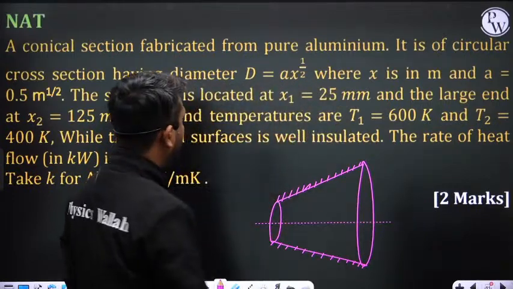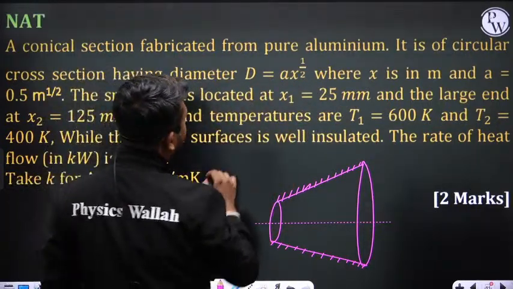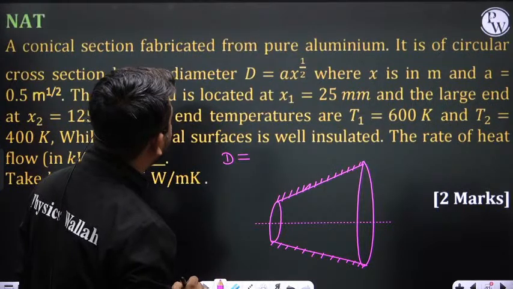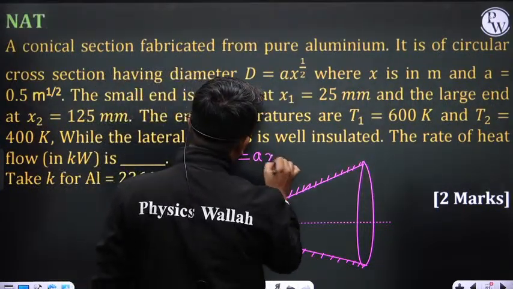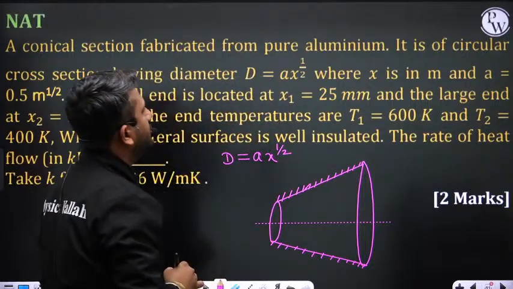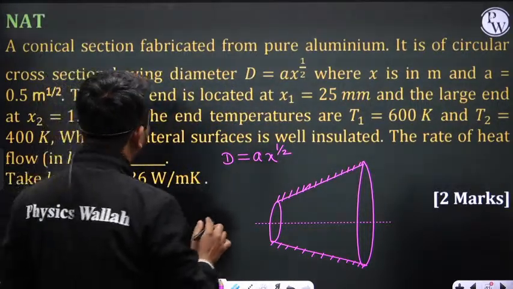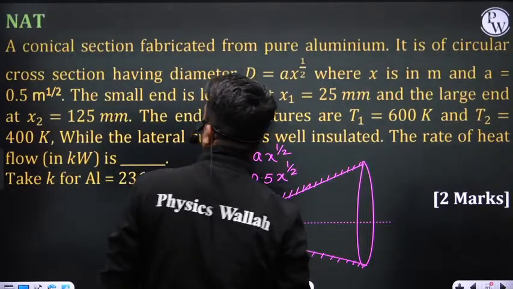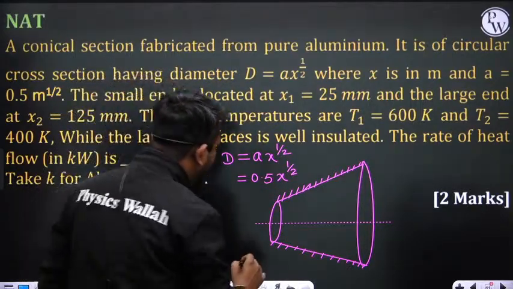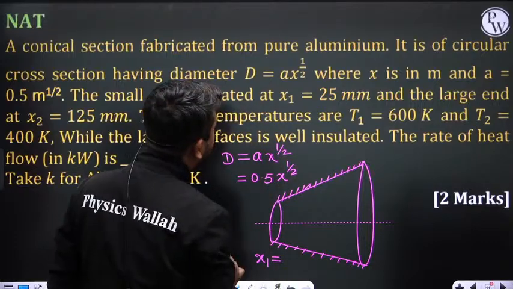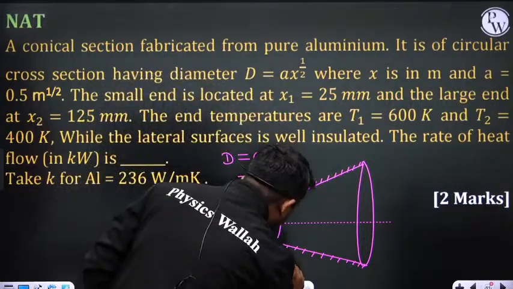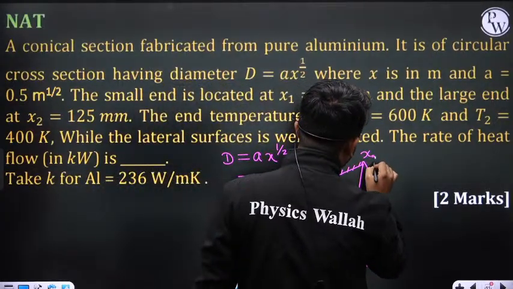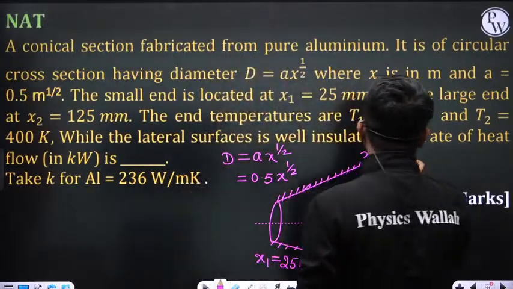This is the center line. Okay. Now see here the diameter changes with respect to x, and the dependency of diameter with x is d is equal to a x to the power 1 by 2, where x is in meter and the value of a is also given. So you can say this is 0.5 x to the power 1 by 2, correct. The small end is located at x1 is equal to 25 mm, and the large end is located at x2 is equal to 125 mm.